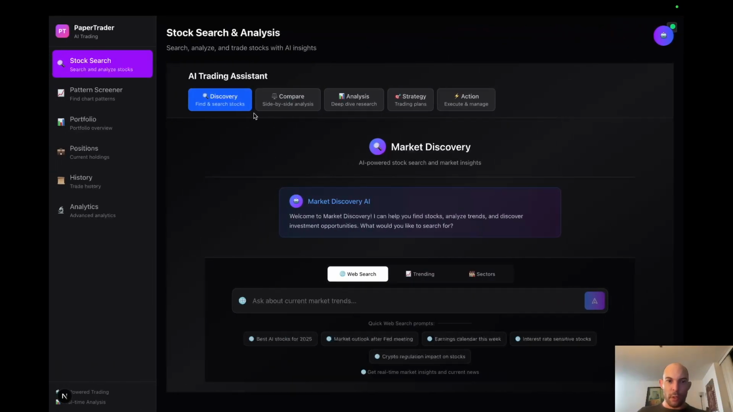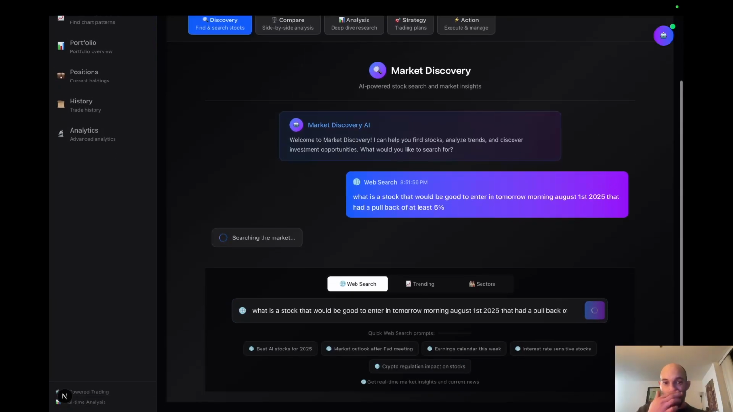Let's do something like, what is a stock that would be good to enter in tomorrow morning, August 1st, 2025, that had a pullback of at least 5%. Let's see if that gets us anything.